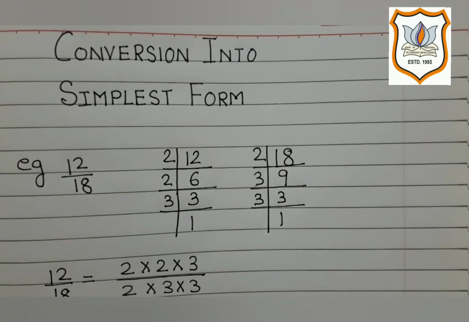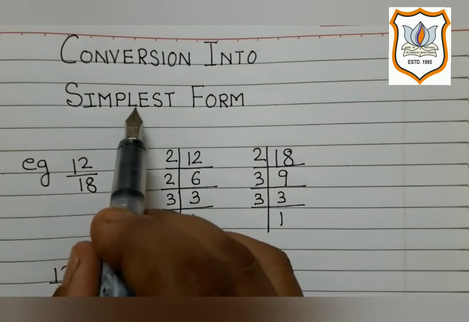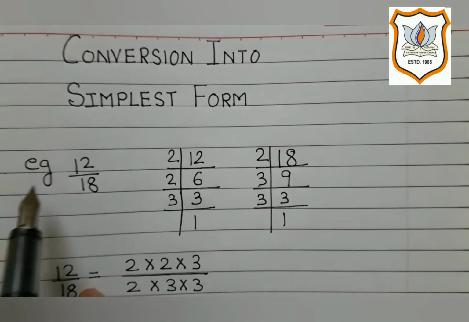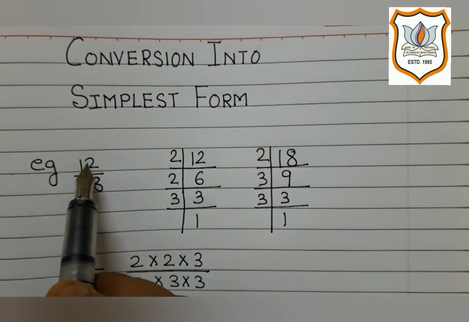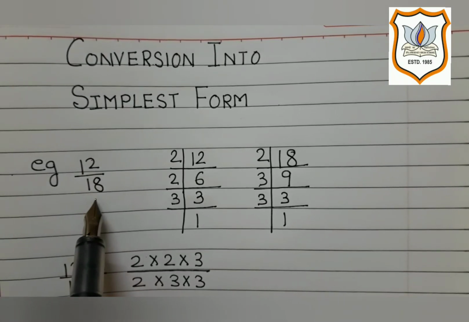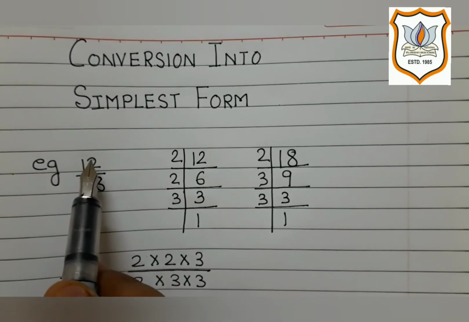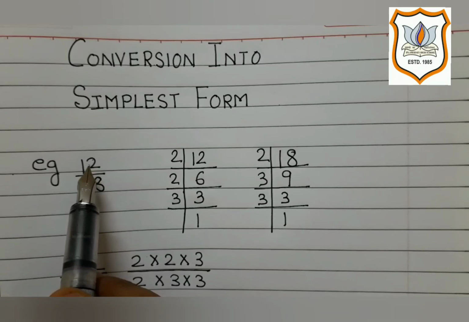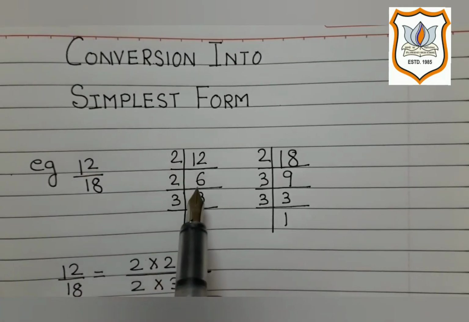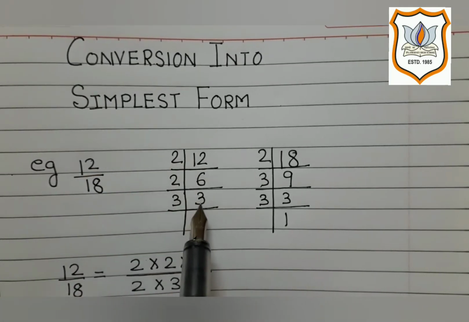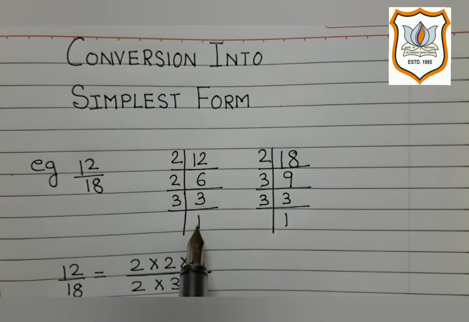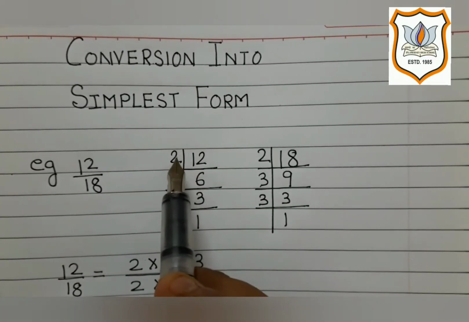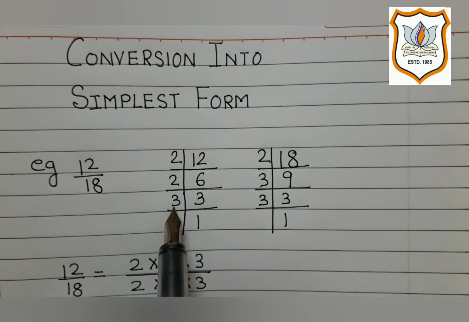Now our next topic is conversion into simplest form. Example, suppose the fraction is 12 upon 18. How will you solve it? First we have to prime factorize 12. 2 6s are 12, 2 3s are 6, 3 1s are 3. So the prime factorization of 12 is 2 into 2 into 3.